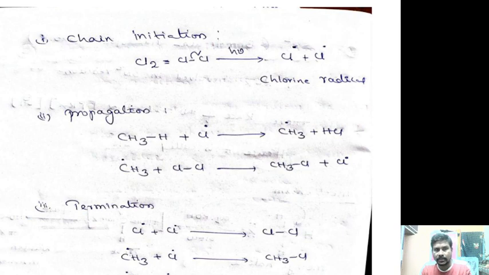What is the meaning of termination? When any two radicals combine, you get a neutral molecule. That is called termination. Two chlorine radicals give a chlorine molecule; a methyl radical and a chlorine radical combine too. Two radicals always produce a neutral molecule. This is the free radical substitution reaction.